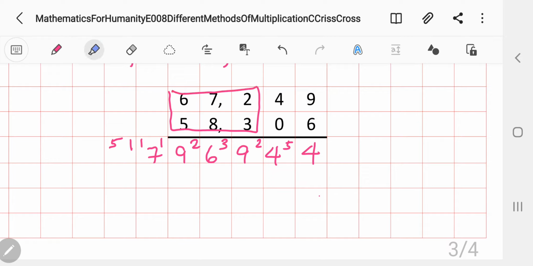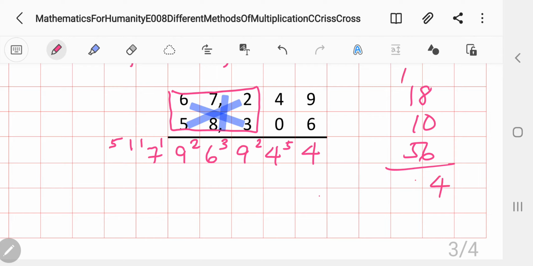So I have 3 times 6 would be 18, and then 5 times 2 would be 10, and then 8 times 7 would be 56. So this is 8 plus 6 would be 14, carry 1 here is 84. So this is 4 here, and then I have to write 8 here.